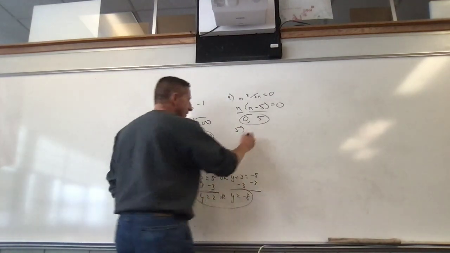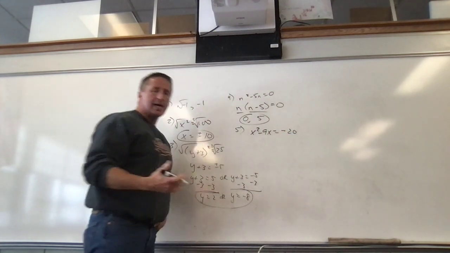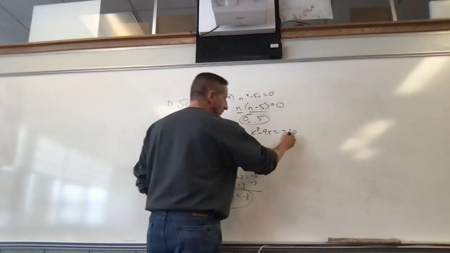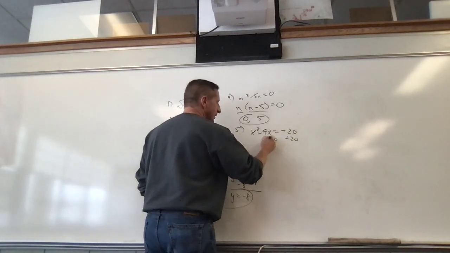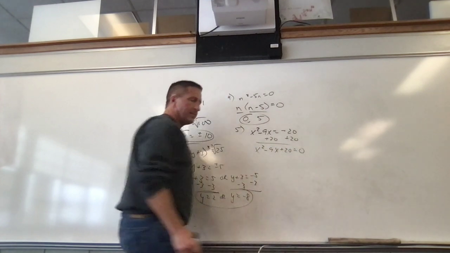Solve by factoring. x squared minus 9x equals -20. It's got to equal 0. This one doesn't equal 0. The last one did, this one doesn't. So make it equal 0 by adding 20 to each side. So you have x squared minus 9x plus 20 equals 0.